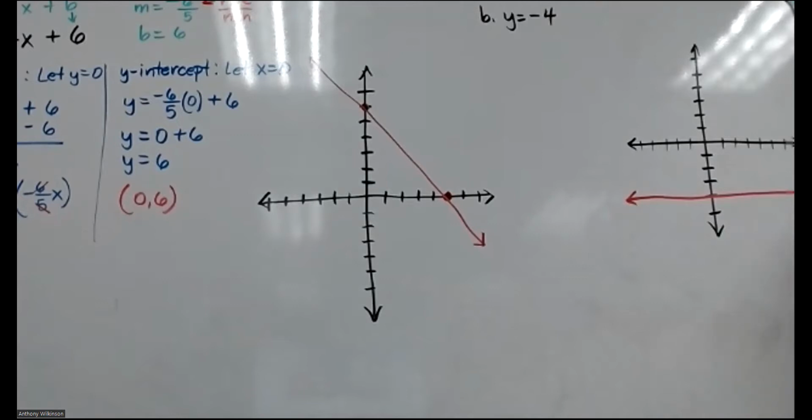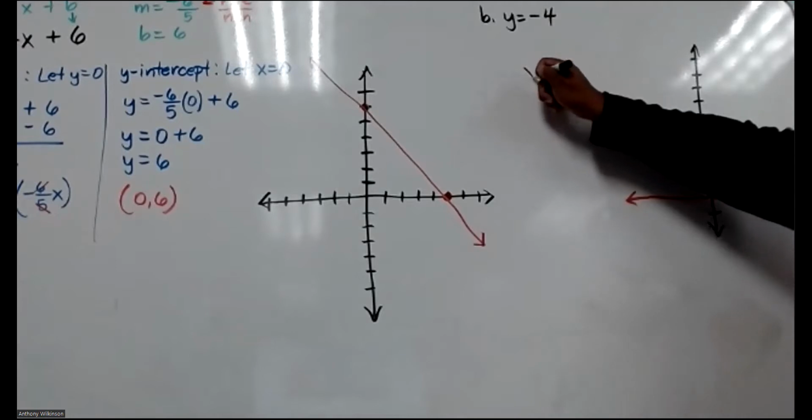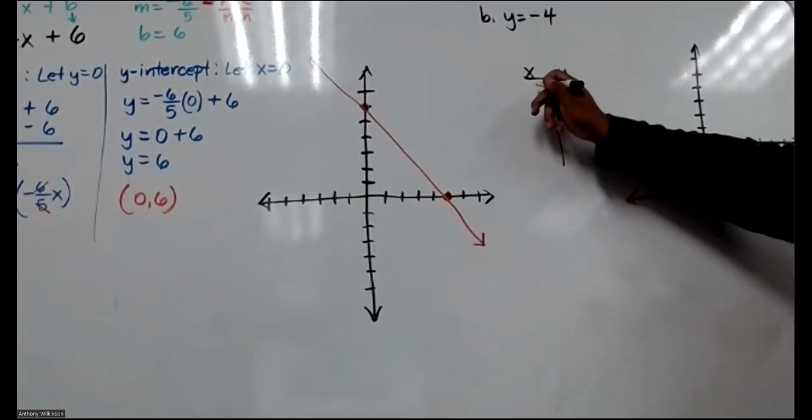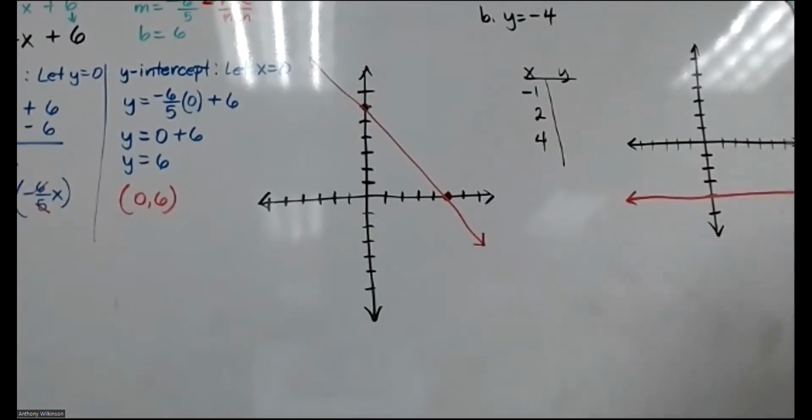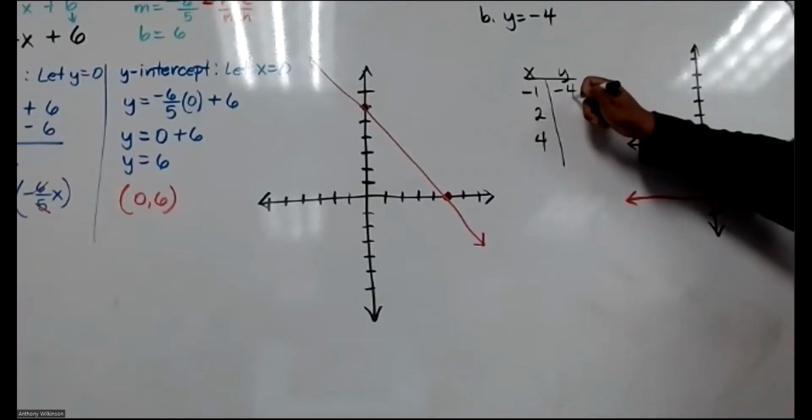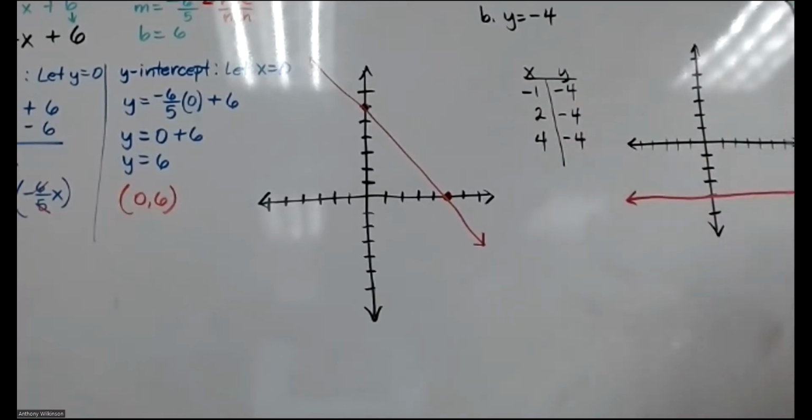Now, you could create a table of values for that. I'll say something like this. I can pick any value of x, like -1, I'll say 2, and then 4, but the y has to be equal to -4. So for every x value I pick here, the y coordinate must be -4 because it says y equals -4. And I can plot those three points on the coordinate plane. Pretty much you're going to see that -1, -4 would be here. And 2, -4. And 4, -4. They're all going to follow on the same line. And it will be a horizontal line. Okay, so that's how we graph y equals -4.